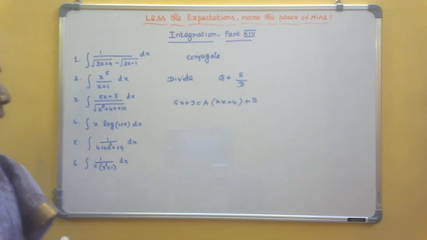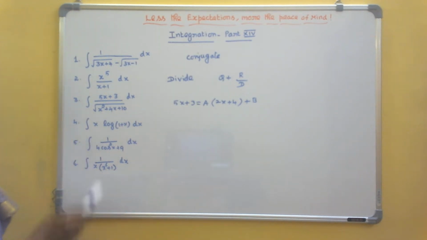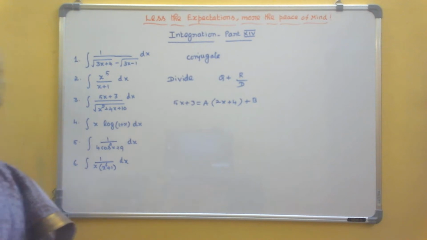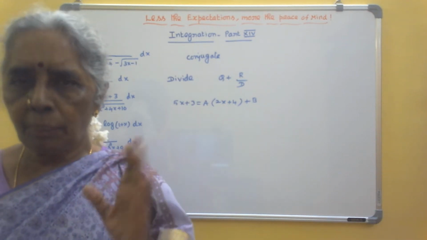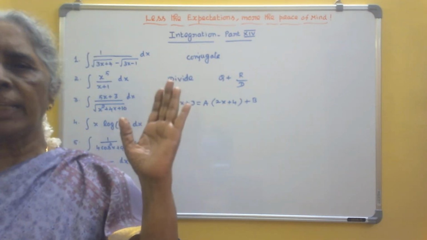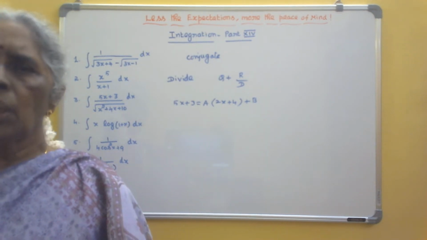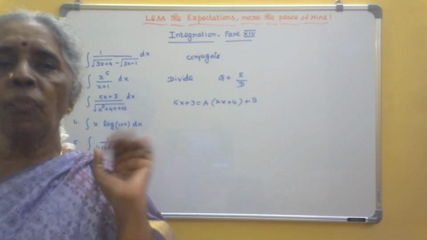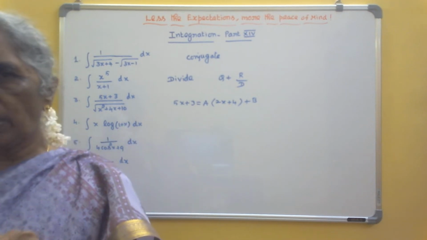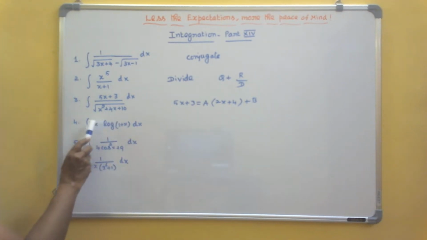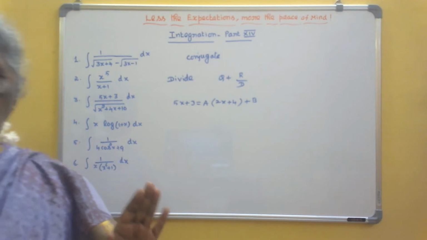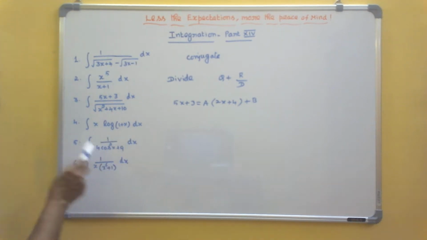Okay? Look at the fourth sum. You have got an algebraic function, you have got a logarithmic function. Immediately you should identify it as integration by parts. So use the ILATE rule to identify your u function. L comes before A. So this will be your u function and that will be your dv function, right?